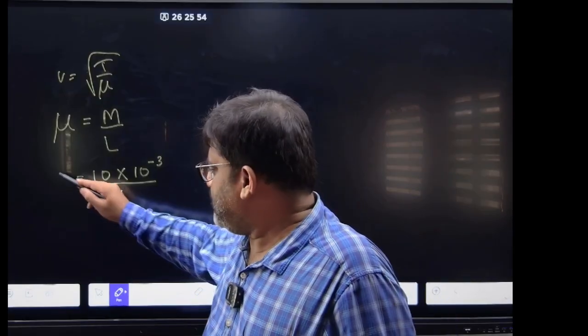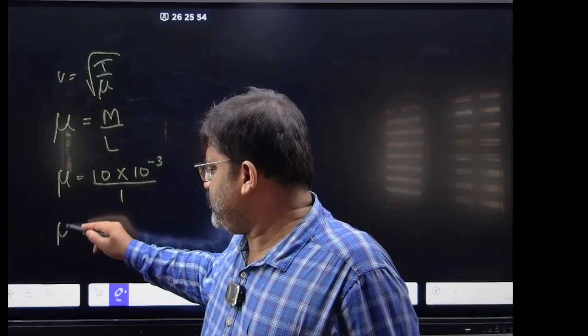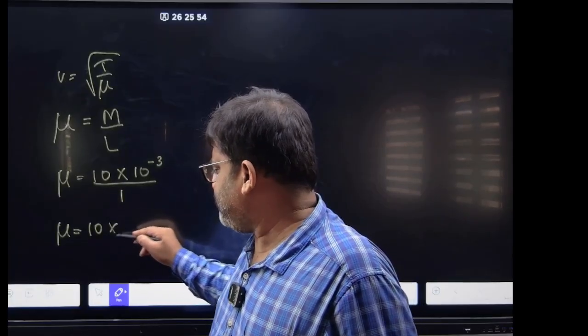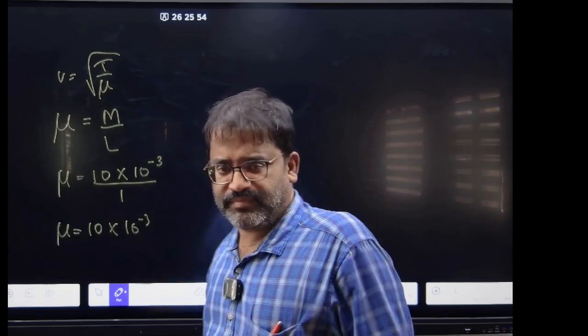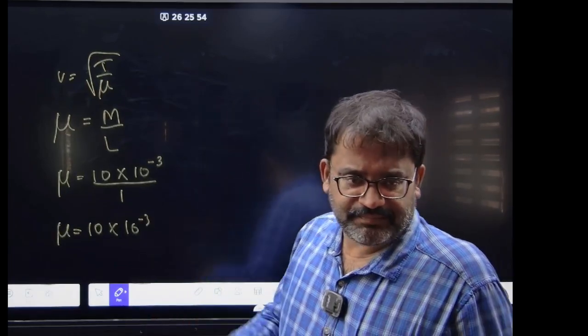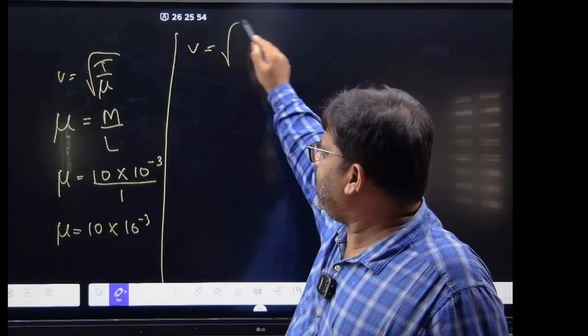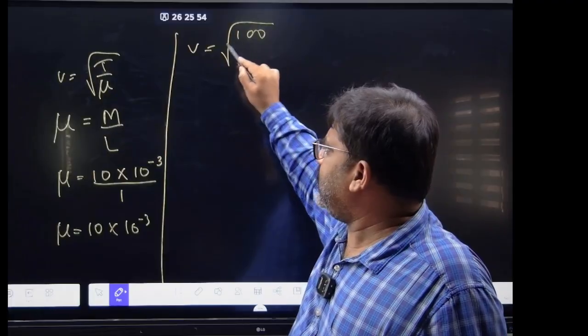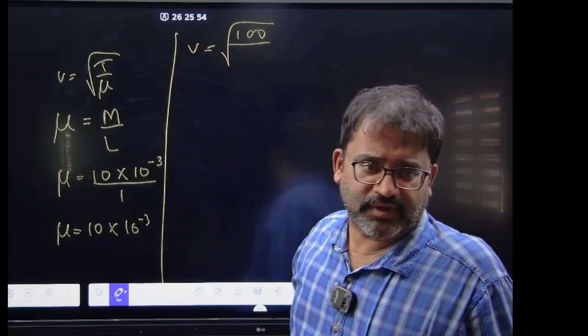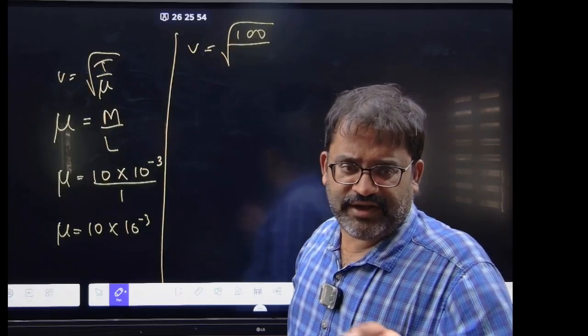1 meter. That means what is mu? Mu is equal to 10 into 10 to the power of minus 3. Correct? Very good. Then what is V equal to? Root of T by mu, but remember T is 100, because it is 100 Newton.